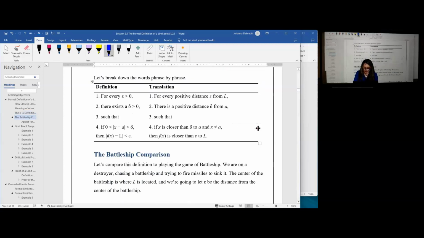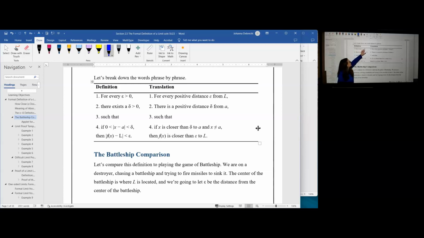Let's break down each of the phrases and translate it into words. The definition is, for every epsilon greater than 0, there exists a delta greater than 0, such that if 0 is less than the absolute value of x minus a, which is less than delta, then the absolute value of f of x minus L is less than epsilon. Very stylized, very formal writing. Let's translate into normal English.